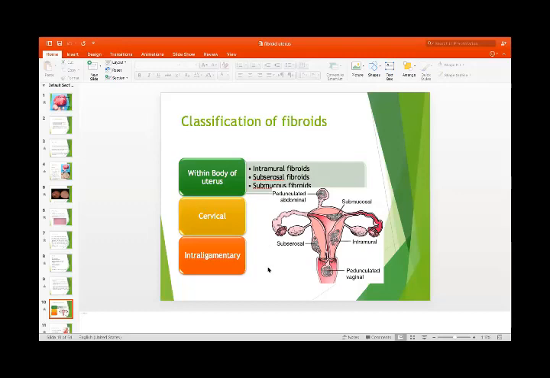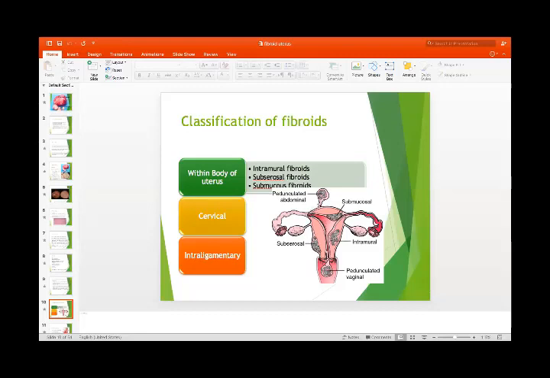As you can see over here, this is the uterus, this is cervix, and this is vagina. These are the fallopian tubes, this is the ovary. So this is the submucosal fibroid, which is projecting into the endometrial cavity. This is the intramural fibroid, which is present in the muscular layer, myometrium. And this is the subserosal fibroid, which is in the outer layer of the uterus.